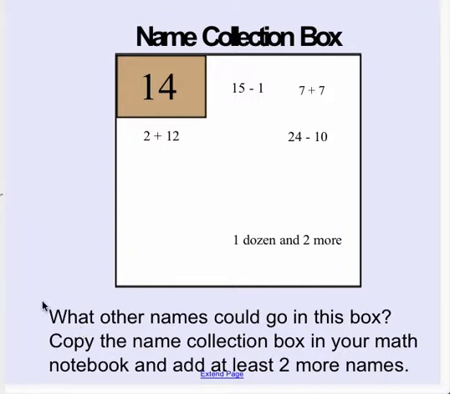Down here at the bottom I have a question for you. I want you to think about what other names could go in this box. I would like you to copy the name collection box into your math notebook and add at least 2 more names or 2 other problems that would equal an answer of 14. Remember, you don't need to write an equal sign and 14 at the end because we already know by looking up here at the tag that the answer is going to equal 14. Again, please pause the video until you're done solving this problem.